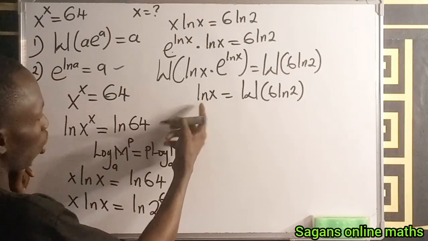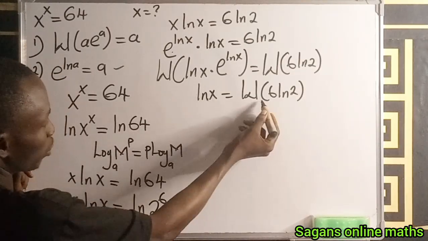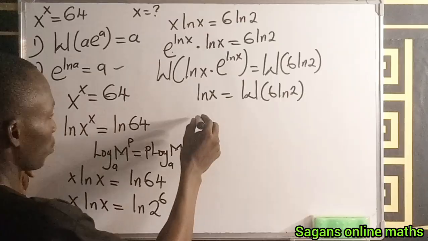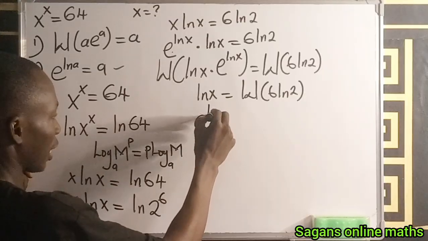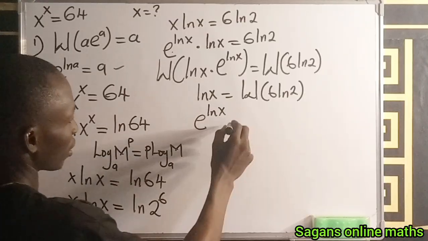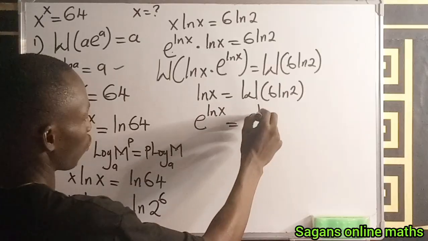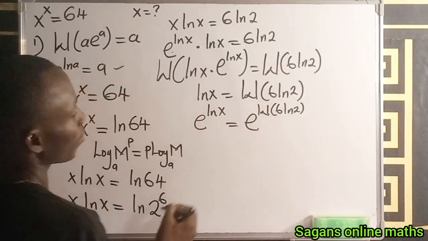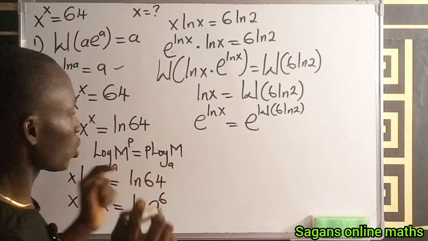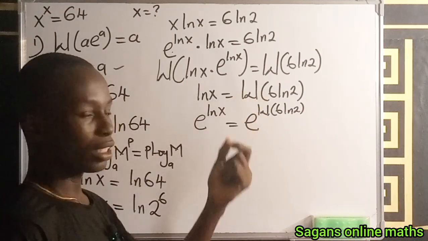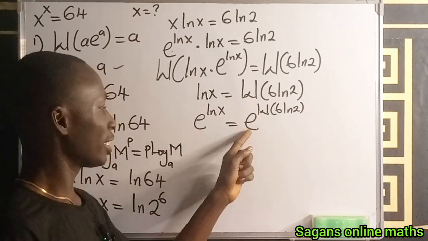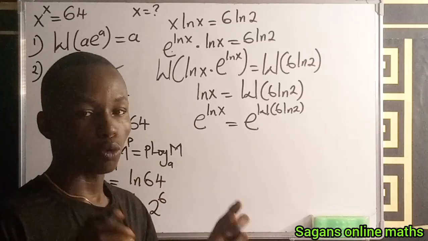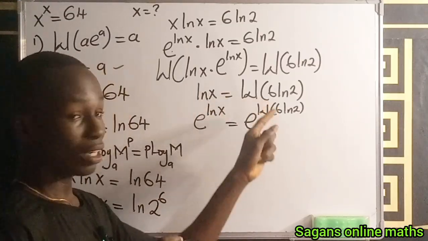Now we know that this is in base e, so e to the power of this will give us x, right? But we can raise this to the base e: e to the power of ln s equals e to the power of the W function of 6 ln 2, right? Please take note that you're seeing the same thing as this, because the base here is e and the base here is e. If you ignore the bases and equate the powers, you get what is here, right?